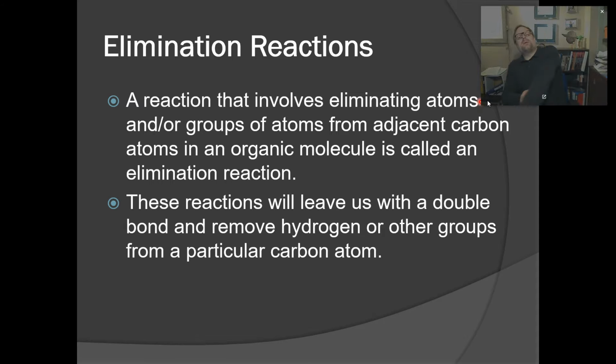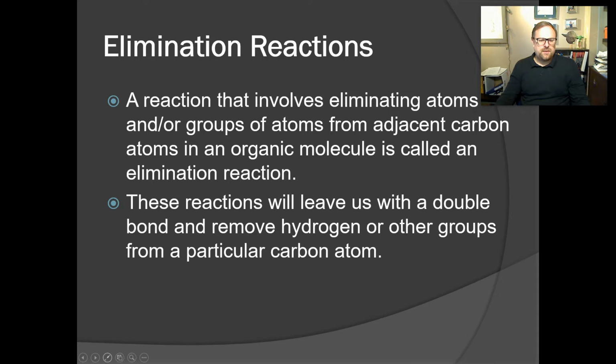All right, so an elimination reaction is a reaction that involves eliminating atoms. Ooh, there's a good word. Elimination reaction involves eliminating atoms. Okay, I'm okay with that. Let's eliminate atoms. We'll put that in red. I don't know why, but let's do it. And or groups of atoms from adjacent carbon atoms in an organic molecule. So we call that an elimination reaction.